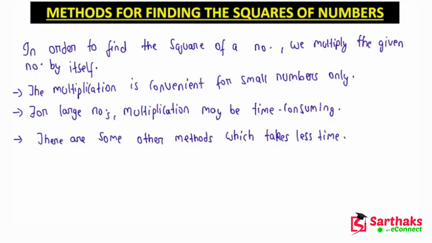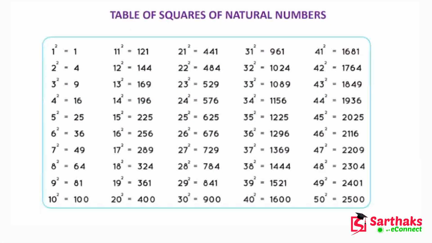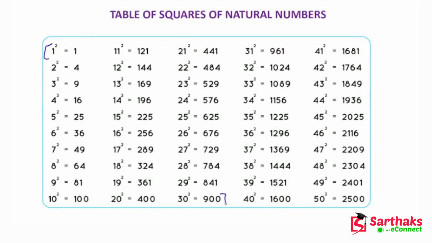But again, before starting the methods, let me remind you that you have to learn the squares of natural numbers from 1 to 30. If you do it till 50, it will be very well enough. But if you do 1 to 30, it will become easy to solve the questions and to find the squares, because most of the questions based on finding the square employ the squares of natural numbers from 1 to 30, right? So this is a healthy reminder and you should always learn them.